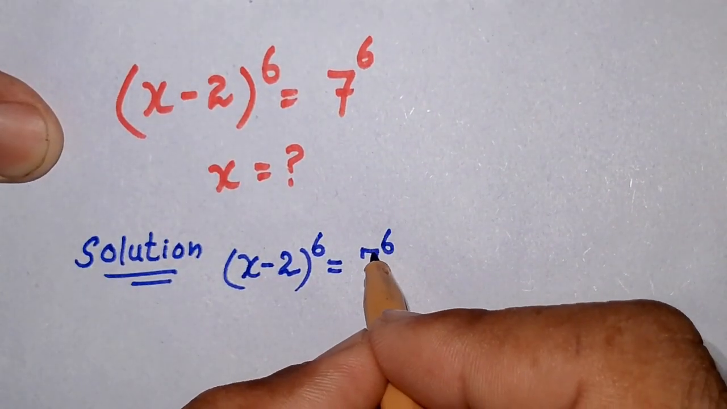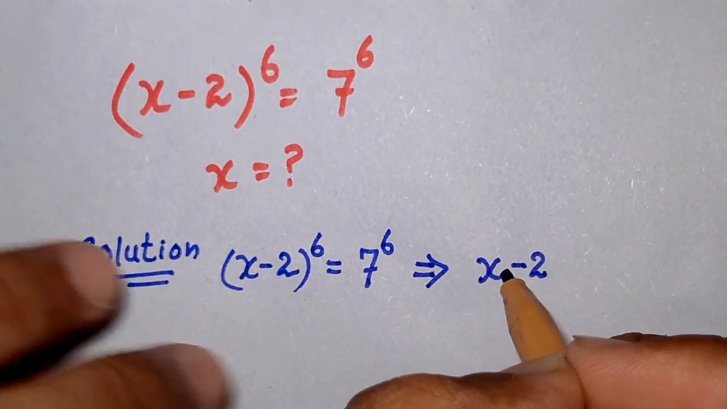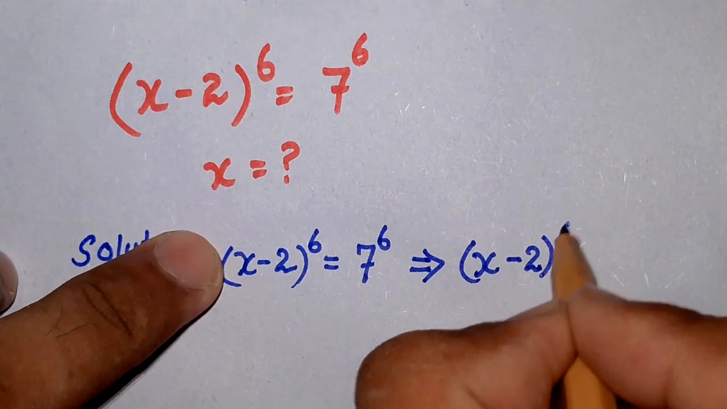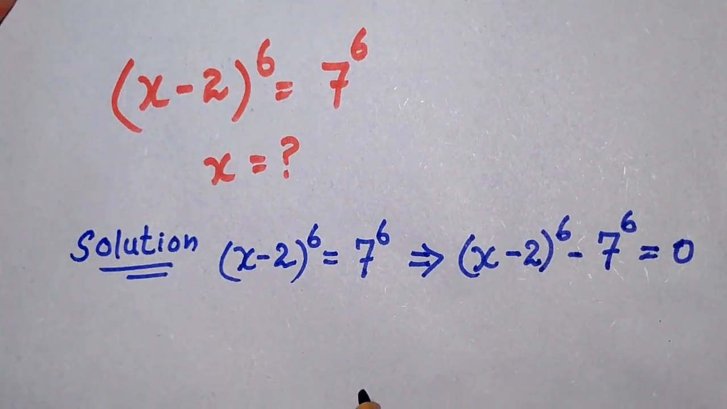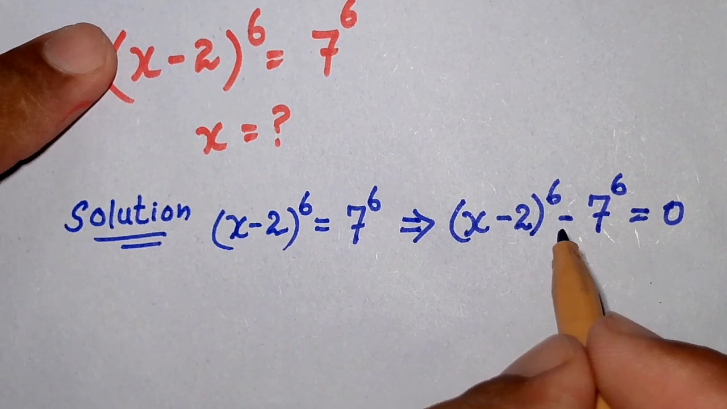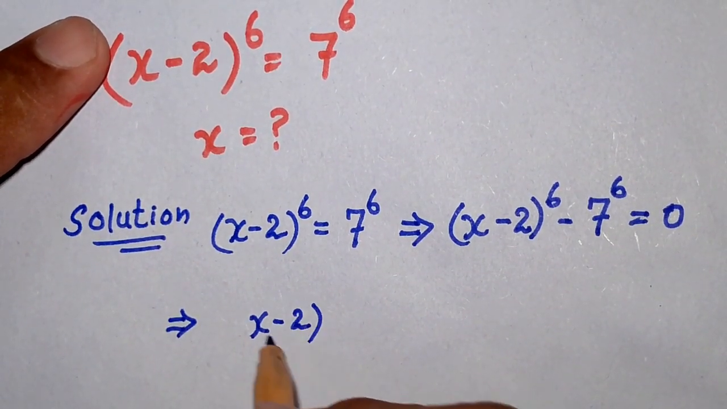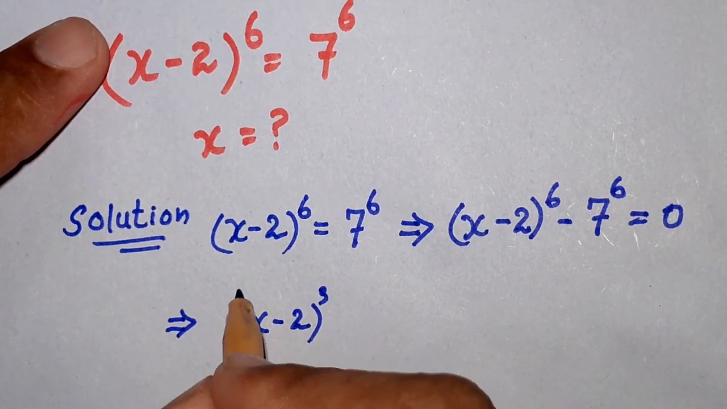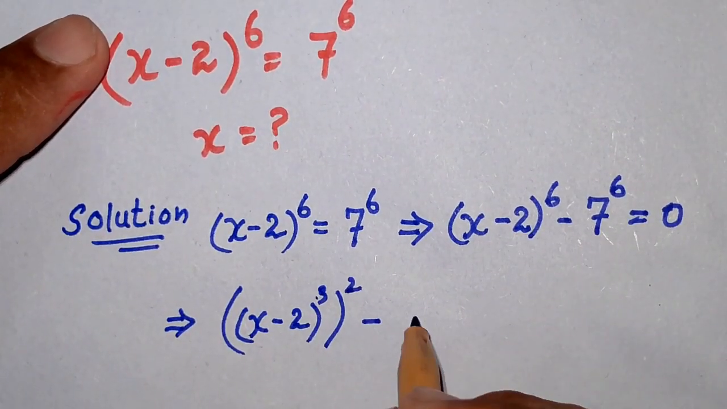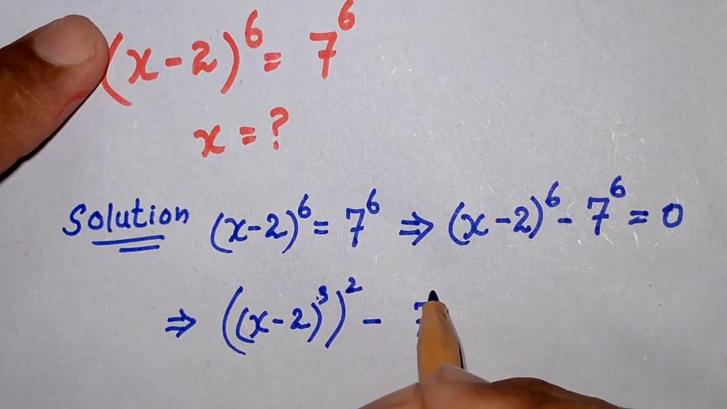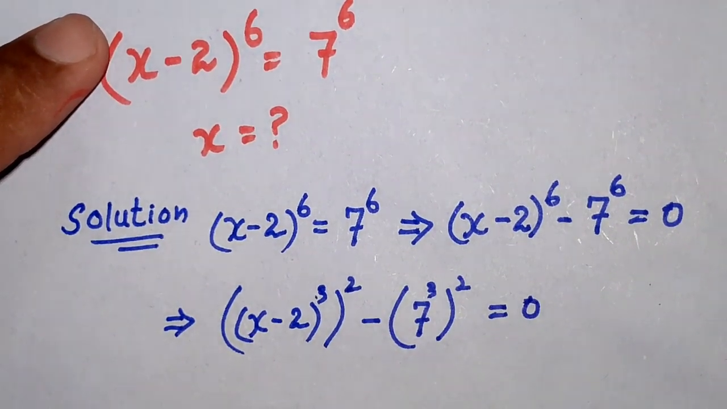Now we have to move this 7^6 to the left side, so this will become (x − 2)^6 − 7^6 = 0. Now this can also be written as ((x − 2)^3)^2, since 2 times 3 is equal to 6, minus (7^3)^2, and this is equal to 0.